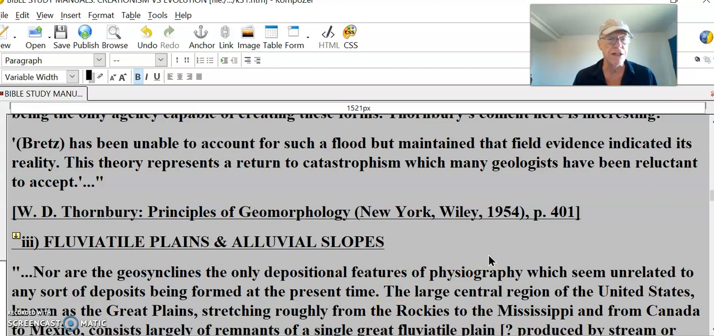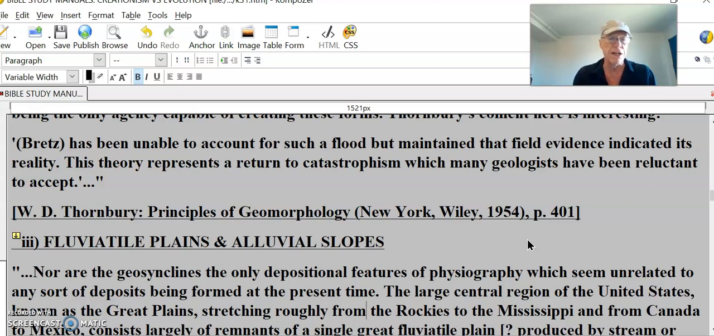And the answer to that is, nor are the geosynclines the only depositional feature of physiography which seem unrelated to any sort of deposits being formed at the present time. So the geosynclines were unrelated because they drew those conclusions out of their own imagination. And we have a lot of anomalies we looked at. Now we're looking at fluviatile plains and alluvial slopes.